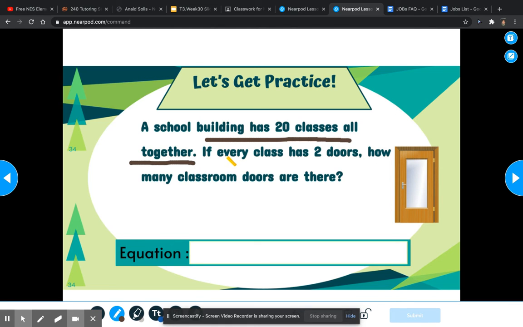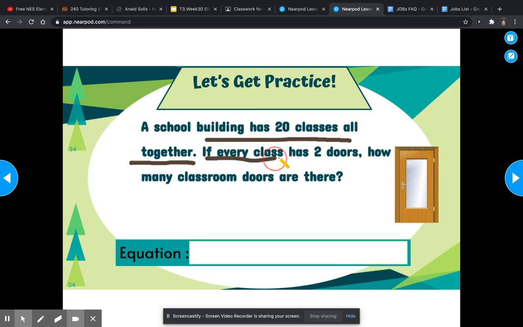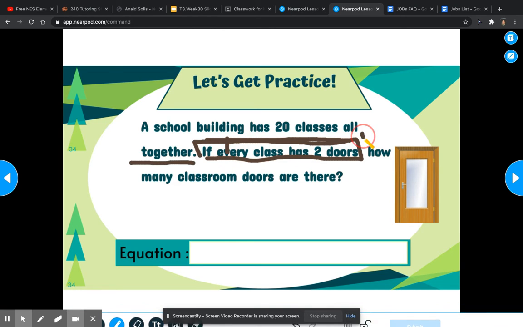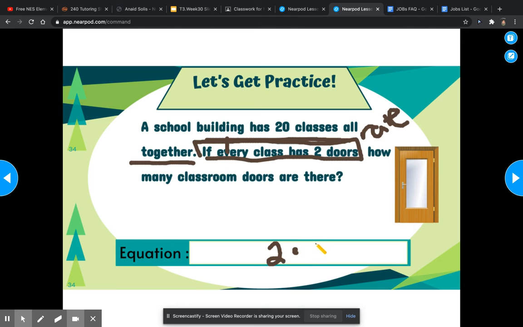But if I continue reading, I know that if every class has two doors, that would be my rate, because the word every stands for one. So for one class, two doors. So this is the rate, and we got that right in our Zoom meeting. So our rate would be 2, and then we're going to multiply that by the number of items to get our total, which would be isolated over here.